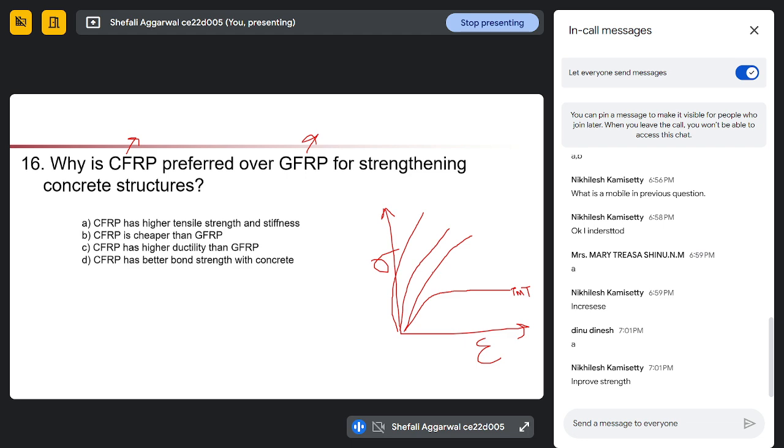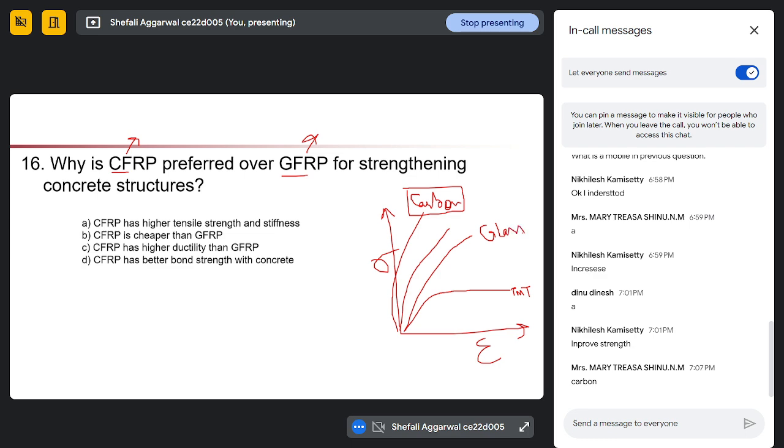So which one had a higher tensile strength out of glass and carbon? This curve belonged to which one? Remember, it was of carbon. This is glass. Carbon, correct answer. So CFRP is preferred over GFRP because it has higher tensile strength and stiffness. Okay.